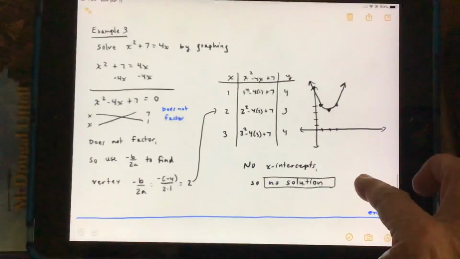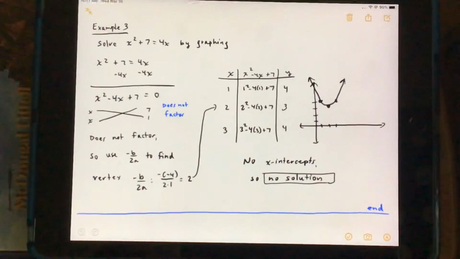Example 3 shows what happens when you graph your quadratic equation using the vertex x-coordinate value of negative b over 2a, since this one won't factor. Anyways, you'll see the table of values worked out there and the graph of that, and you'll see that the parabola never touches the x-axis, so there's no solution. Once again, I am excusing you from example 2 and example 3. You may record those if you want on your paperwork, but it is not necessary.